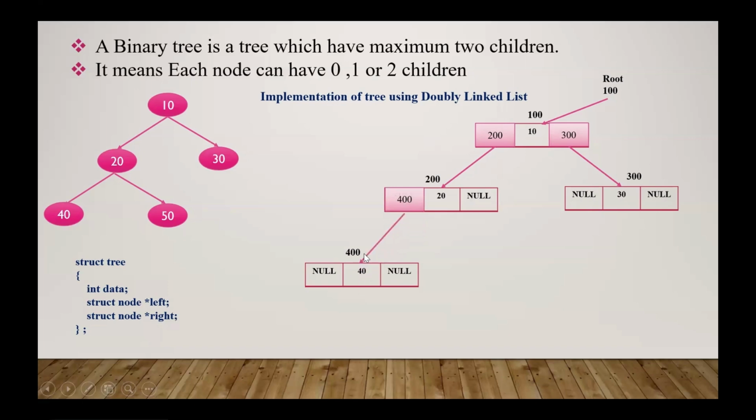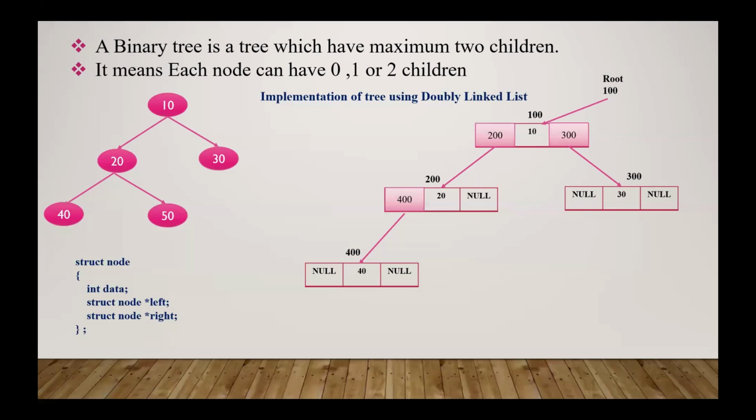The same way we have to do it from the programming point of view. You have to create a node, store the information, and make both pointers null. Then you make a parent to the left child or right child, and make the connection. Then only the tree connection is established.